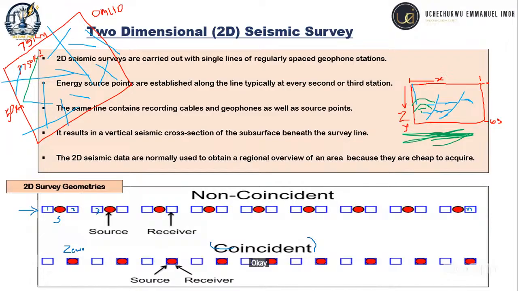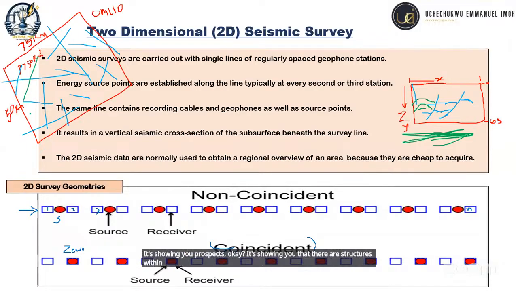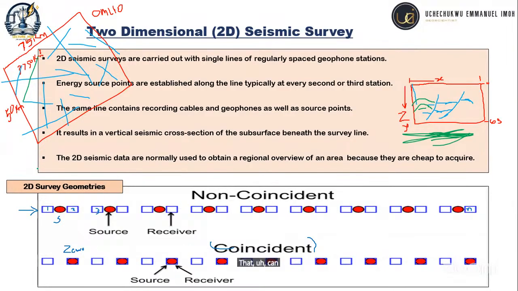Okay, so if you run all your 2D lines over your block and you identify maybe one or two of the 2D lines showing you prospects, okay? It's showing you that there are structures within these places, or it's giving you leads. That's the right word, leads that can become your structures. What do you now do?